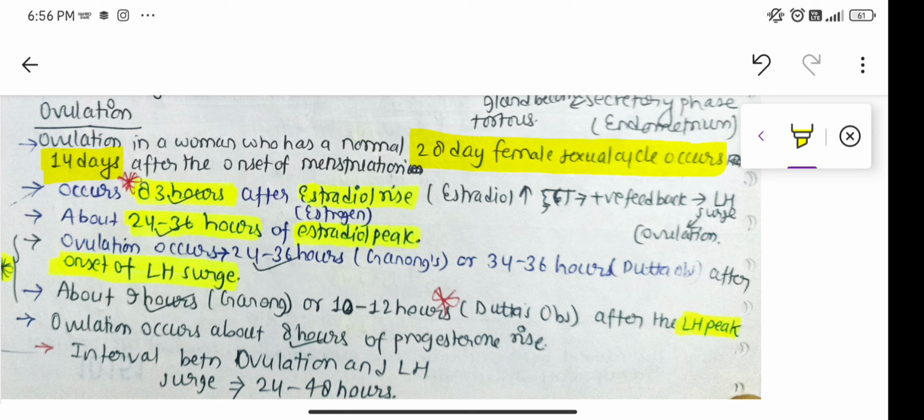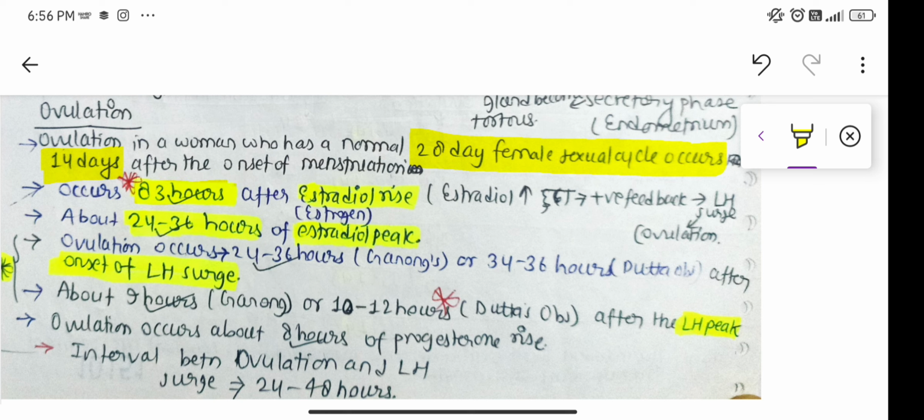From the onset of menstruation, it takes 14 days for ovulation to occur. After the estradiol rise, after the estrogen rise, it will take 83 hours. So there is a rise in the level of estrogen, and from that rise it will take 83 hours to ovulation.